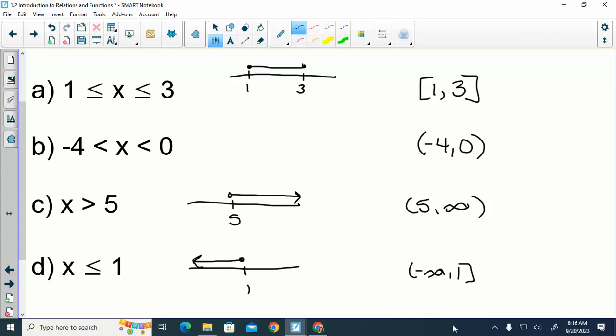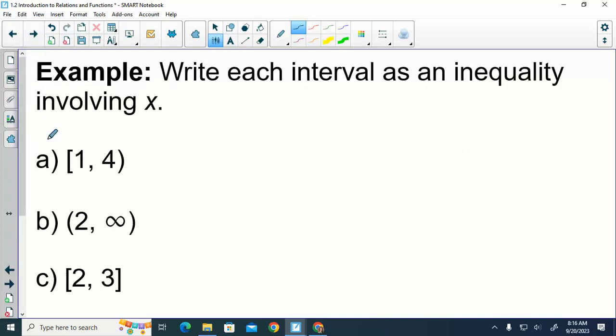Did you guys use this at all last year? I think so, yeah. Okay. All right, so the next slide. She used to do all inequalities in algebra 2, but I thought she had switched to interval.